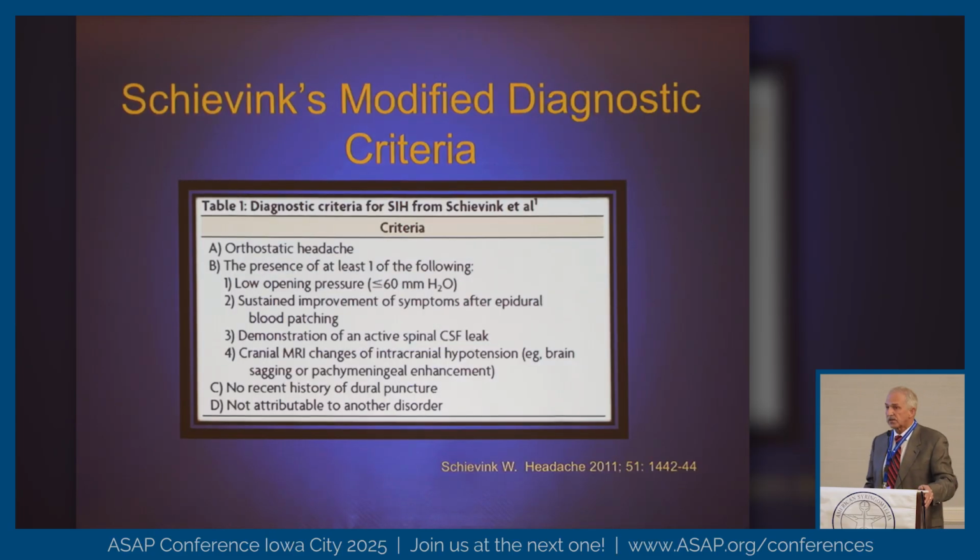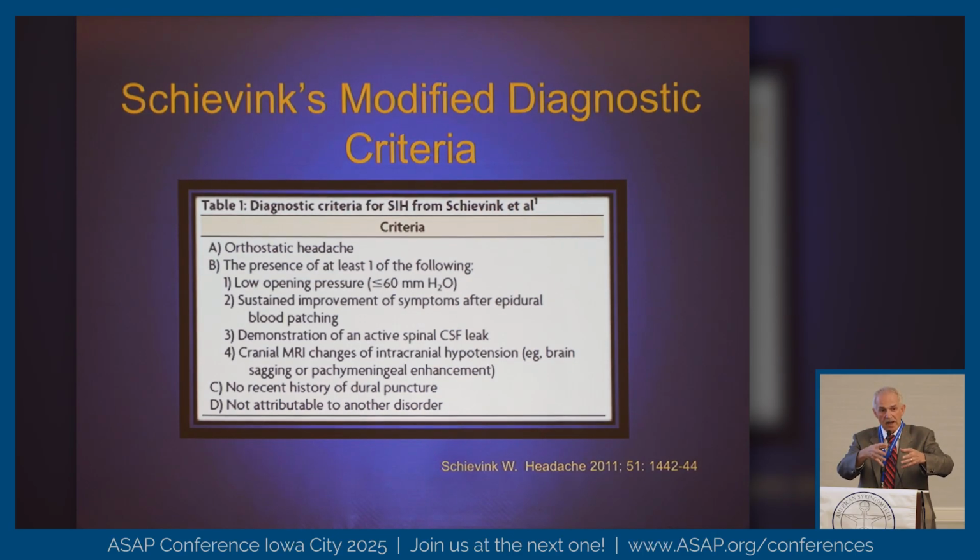Now, these are the diagnostic criteria for intracranial hypotension. Typically, they have to have one of the following: a low opening pressure, less than 60 millimeters or 6 centimeters, improvement after epidural blood patching, demonstration of an active CSF leak, or cranial imaging findings of intracranial hypotension. If you have smooth dural enhancement on the MRI, that would be a brain MRI with and without contrast, it's pretty pathognomonic for intracranial hypotension.